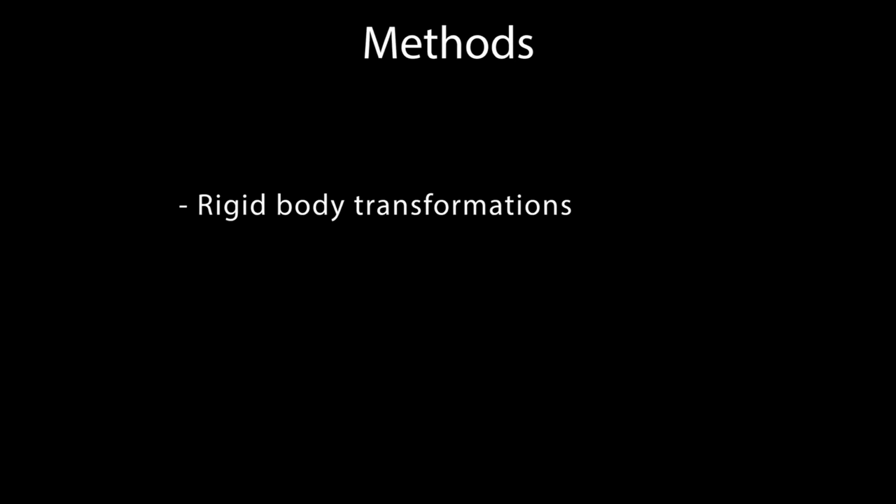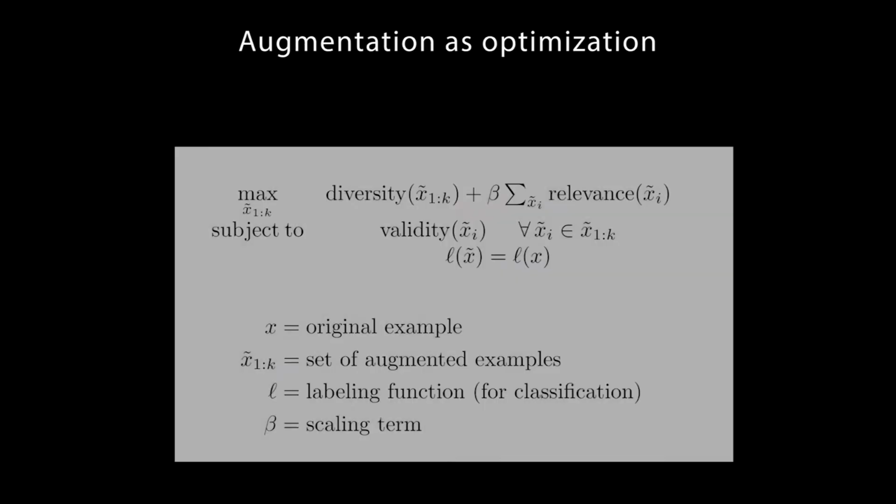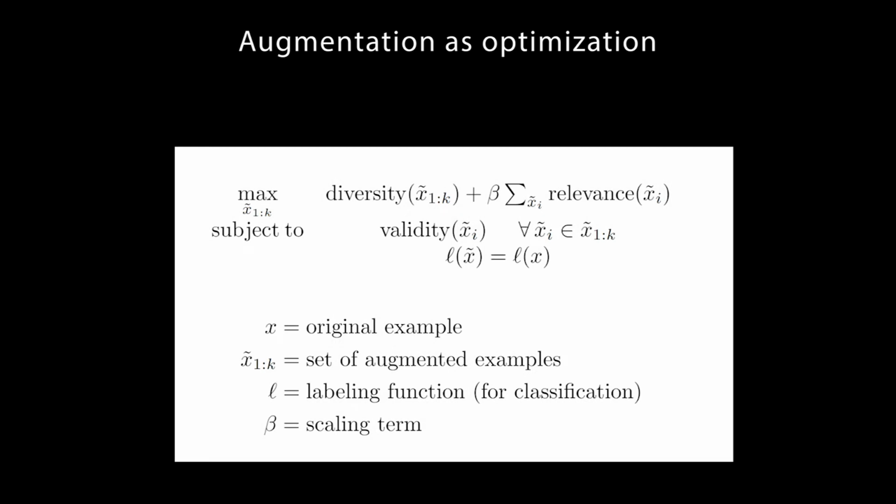At a high level, our method produces augmentations by applying a rigid body transformation to objects in the scene. Specifically, we divide objects in the scene into three categories: the robot, the moved objects, and the environment. We frame augmentation as the following optimization problem, where we consider three terms: validity, relevance, and diversity.